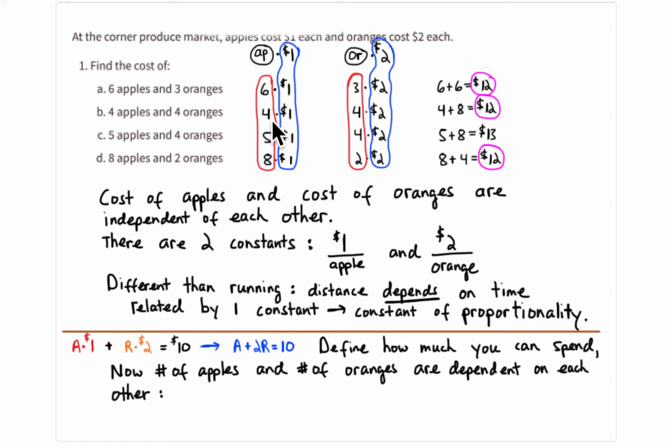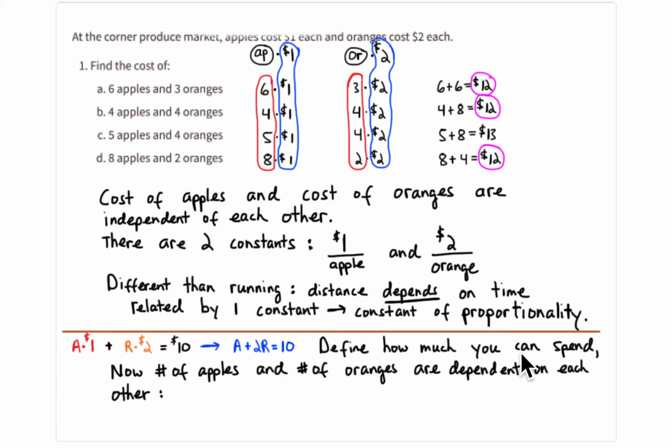So I decide to buy 4 apples. That means I have to purchase 4 oranges to get to that $12. Same idea down here. So now we're defining it. We're saying you have to spend that $10.